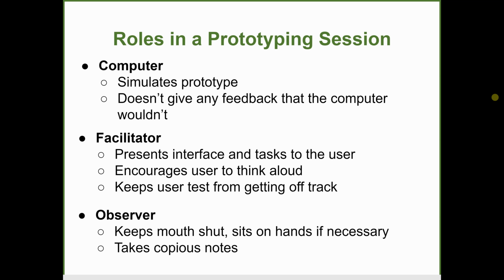Everybody else in the room, aside from the user, is an observer. The most important rule about being an observer is to keep your mouth shut and watch. Don't offer help to the user, even if they are missing something obvious. Bite your tongue and sit on your hands and just watch. The observers are the primary note takers, since the computer and the facilitator are usually too busy with their duties. Learn more about paper prototype testing by watching the video posted next.